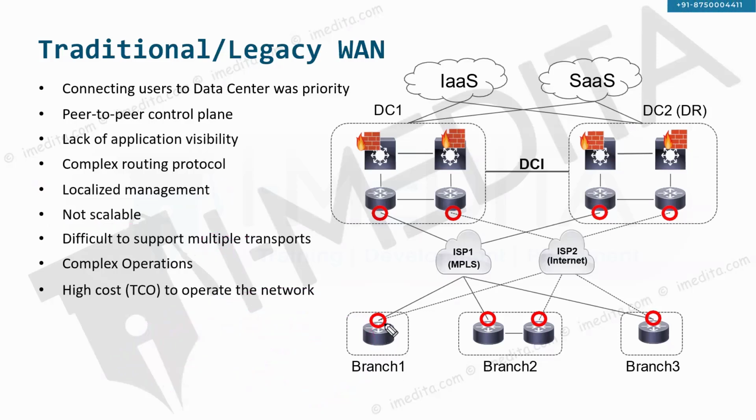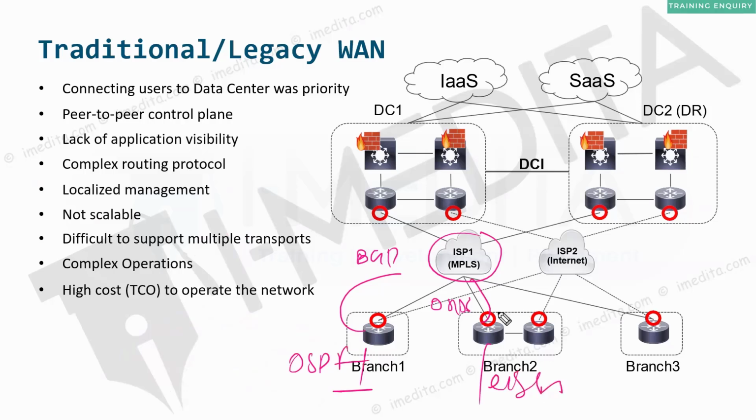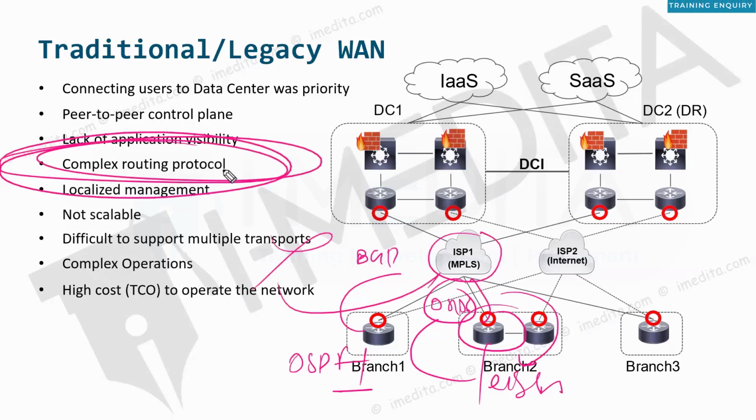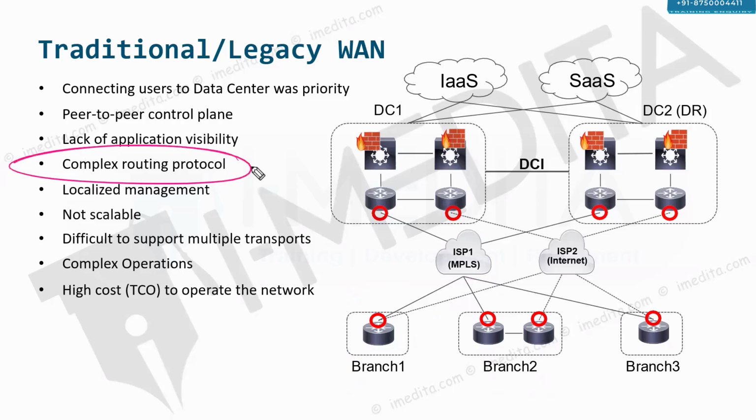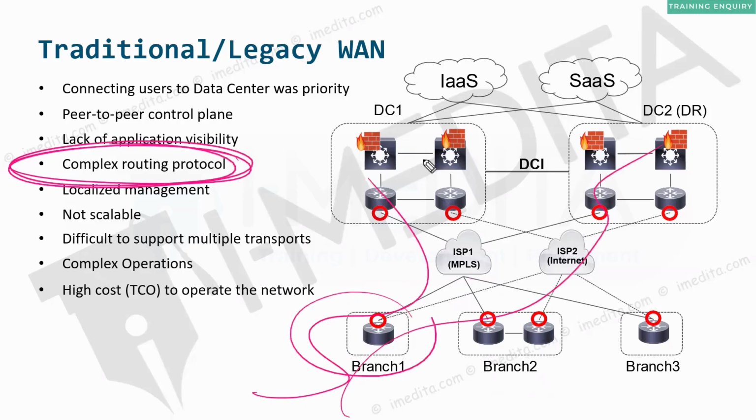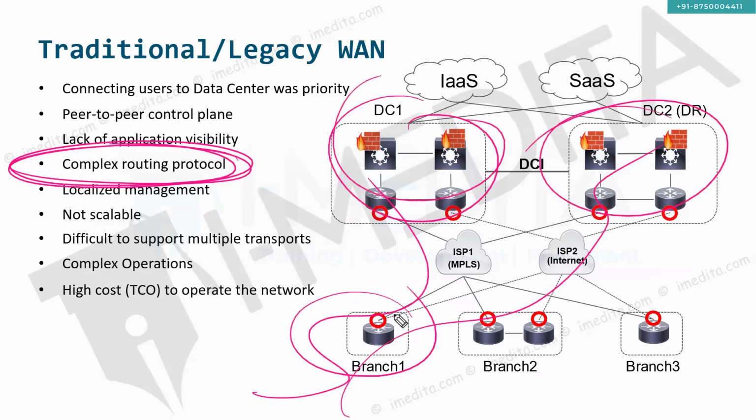We will need to be involved in the routing process with the service providers, such as running BGP and OSPF. In the LAN, we are running OSPF or EIGRP, so we will need to redistribute EIGRP into OSPF, OSPF into EIGRP, and so on. We will need to perform complex routing operations so that our routes can be advertised from the branch to the data center and from the data center to the branch, so that reachability can be ensured.